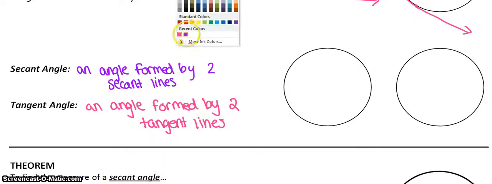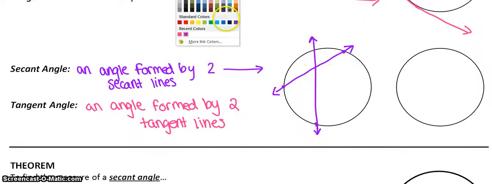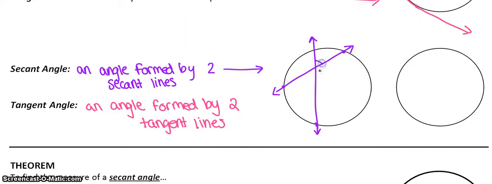Okay, so a secant angle, to give you an example, it could look something like this. So here's a secant line because it crosses through more than once. And here's another secant line because, again, it crosses through the circle twice or has two intersection points. So a secant angle could be this angle formed from those two secant lines. Could be this angle because it's also formed from the two secant lines. Could also be this angle, and it could also be this angle.